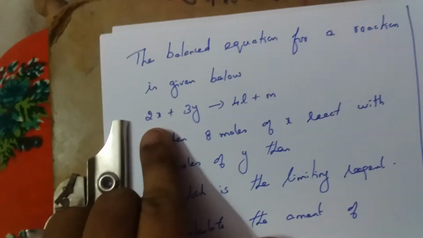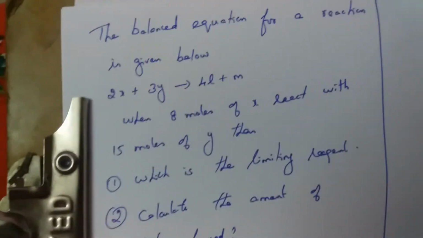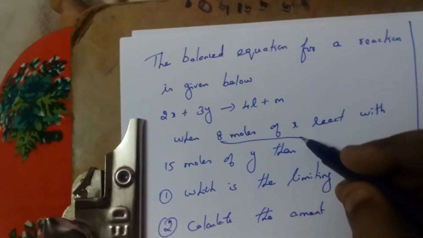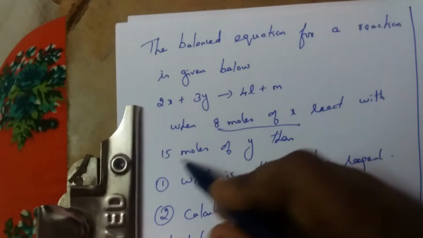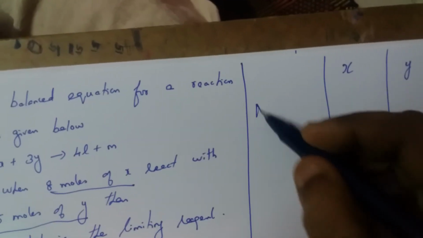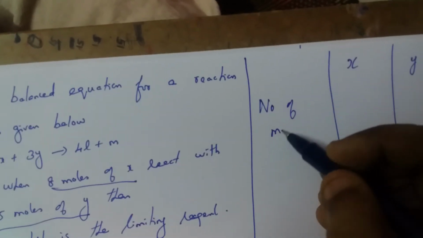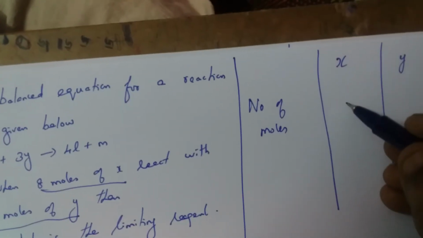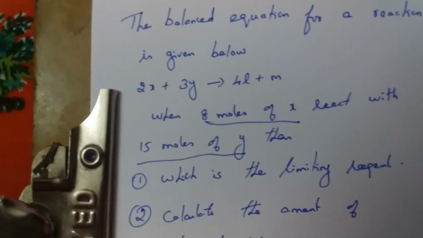Here in the question, the number of moles of X given is 8, and the number of moles of Y given is 15. Therefore, X is 8 and Y is 15. L and M are not given, therefore you have to write a dash.